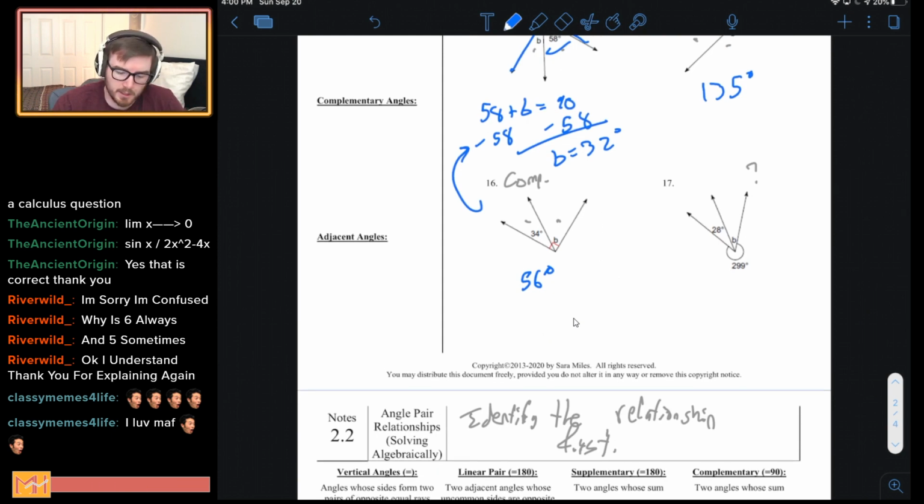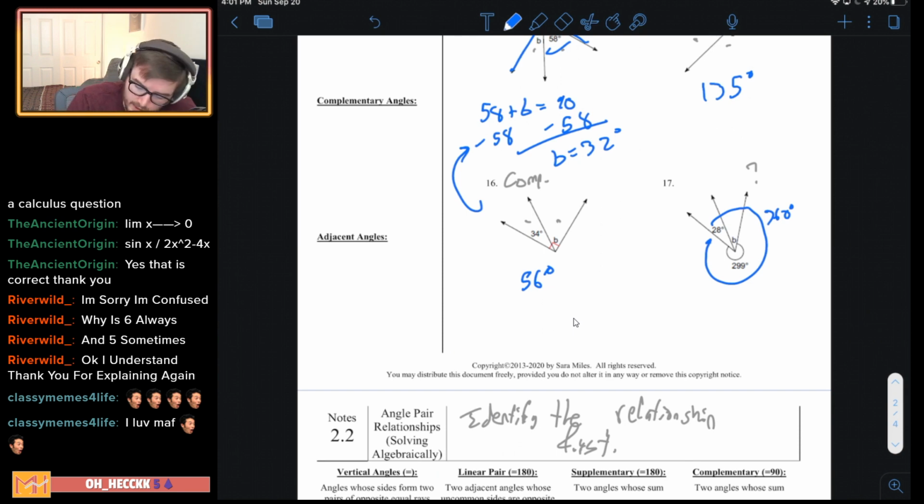But what about this one? How many degrees are we looking at here? This is 299, and then there's these things. There's a relationship that I haven't explicitly said, but it's something that we should know, is that going all the way around is 360. So going all the way around is 360 degrees.